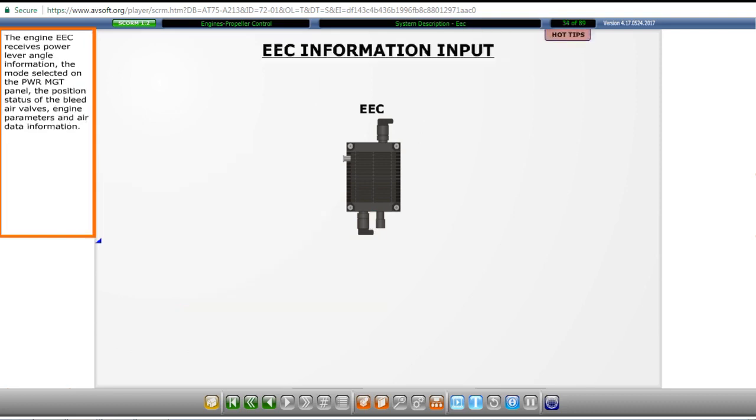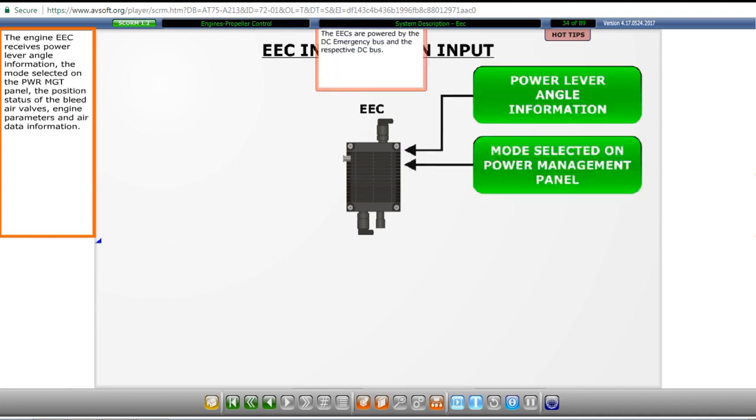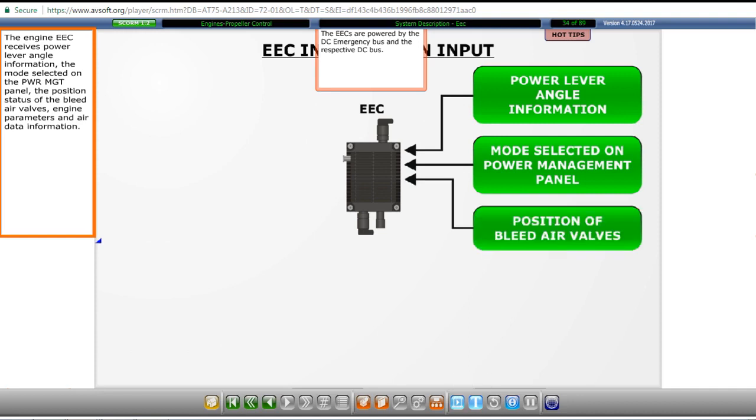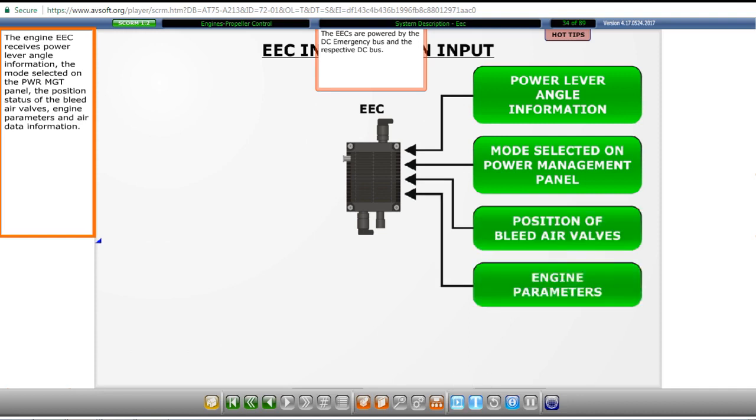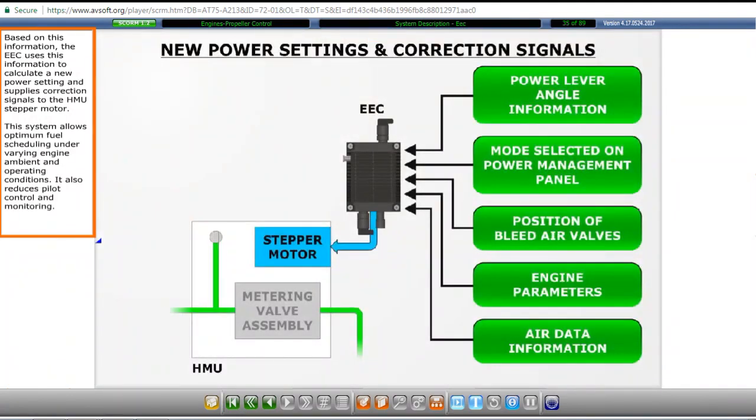The engine EEC receives power lever angle information, the mode selected on the power management panel, the position status of the bleed air valves, engine parameters, and air data information. Based on this information, the EEC calculates a new power setting and supplies correction signals to the HMU stepper motor. This system allows optimum fuel scheduling under varying engine, ambient, and operating conditions. It also reduces pilot control and monitoring.